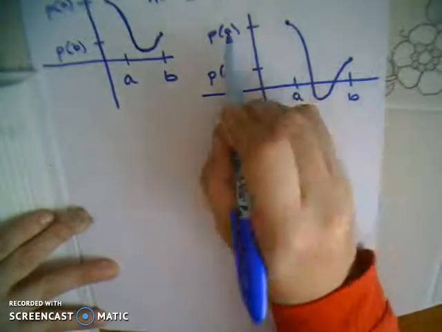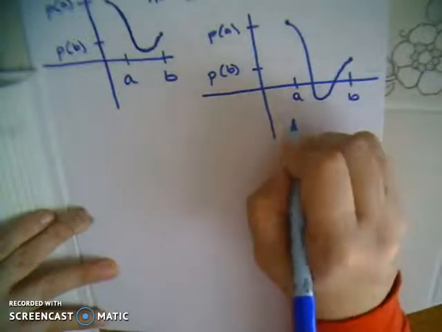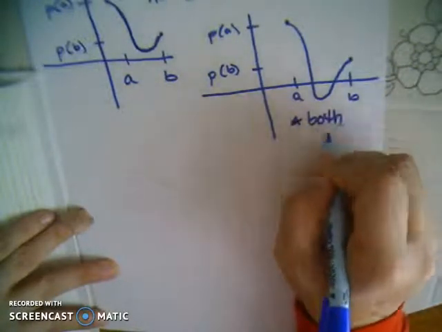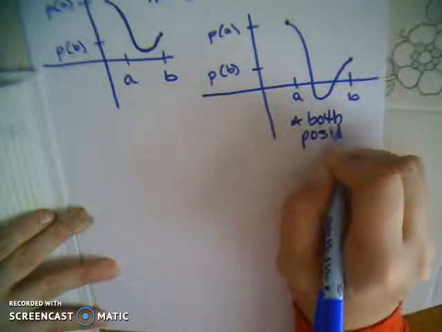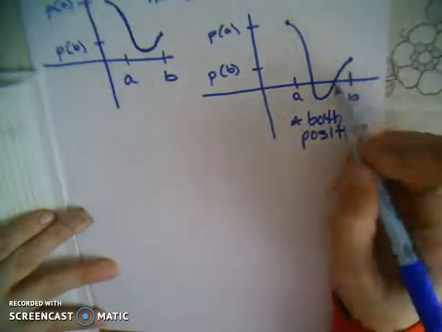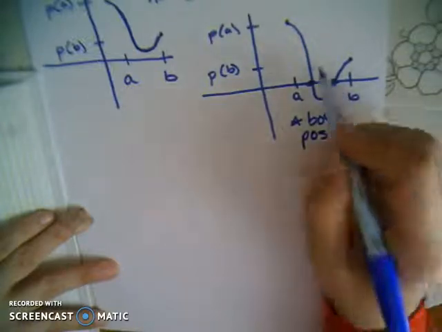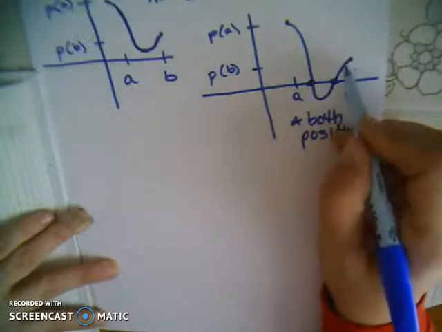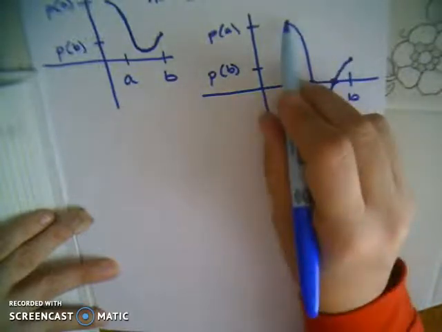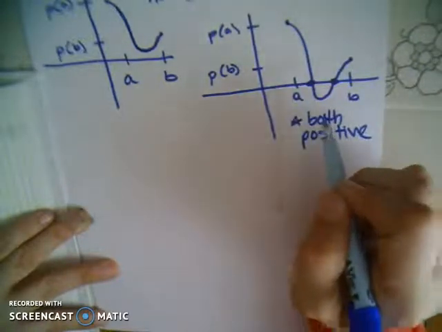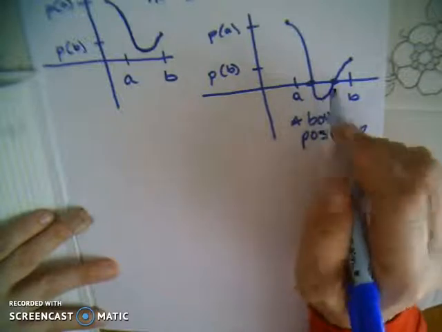Signs are the same. P of a is positive. P of b is positive. And because we have the graph, we see that there are 2 zeros. It goes down and comes back up again. And that's why they're both positive, because we didn't stay down below.